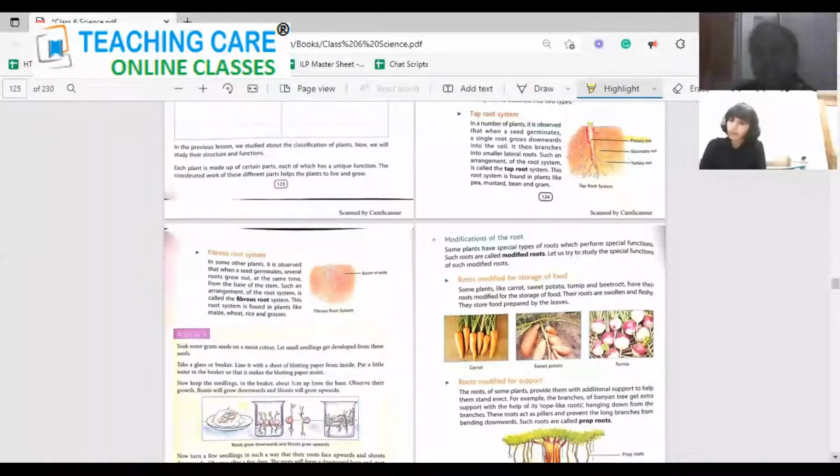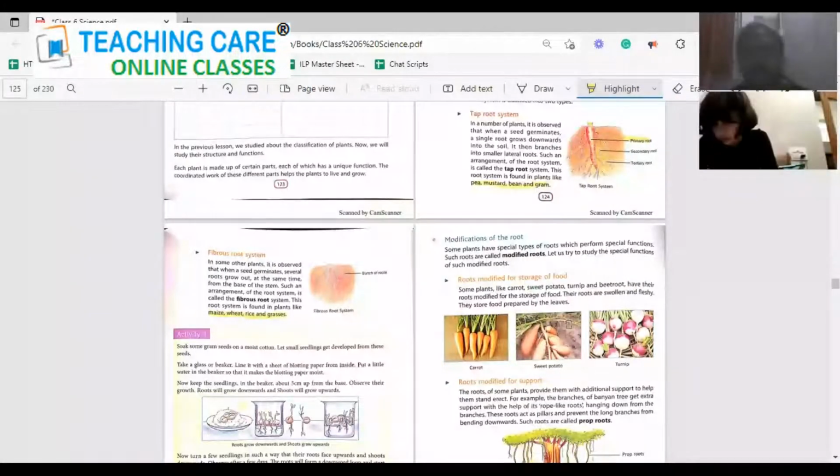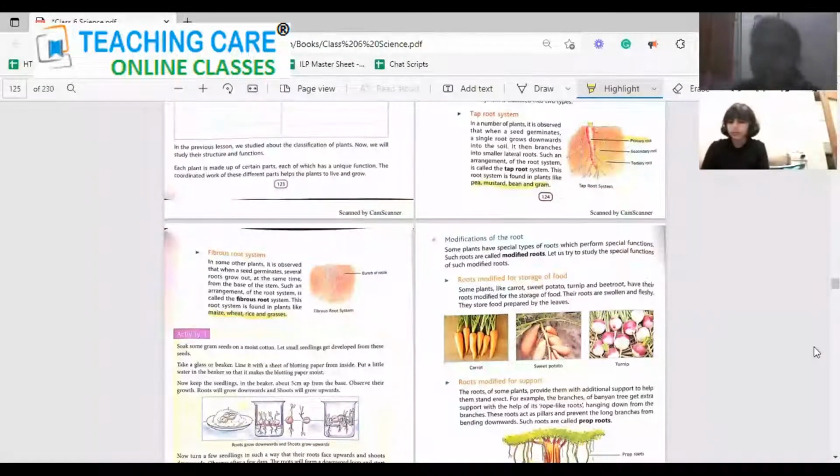Such an arrangement of root system is known as the fibrous root. What are the examples? Wheat, rice, grass, maize, all these are examples. You can highlight that one because it might be asked in your exam. The activities we'll see later.